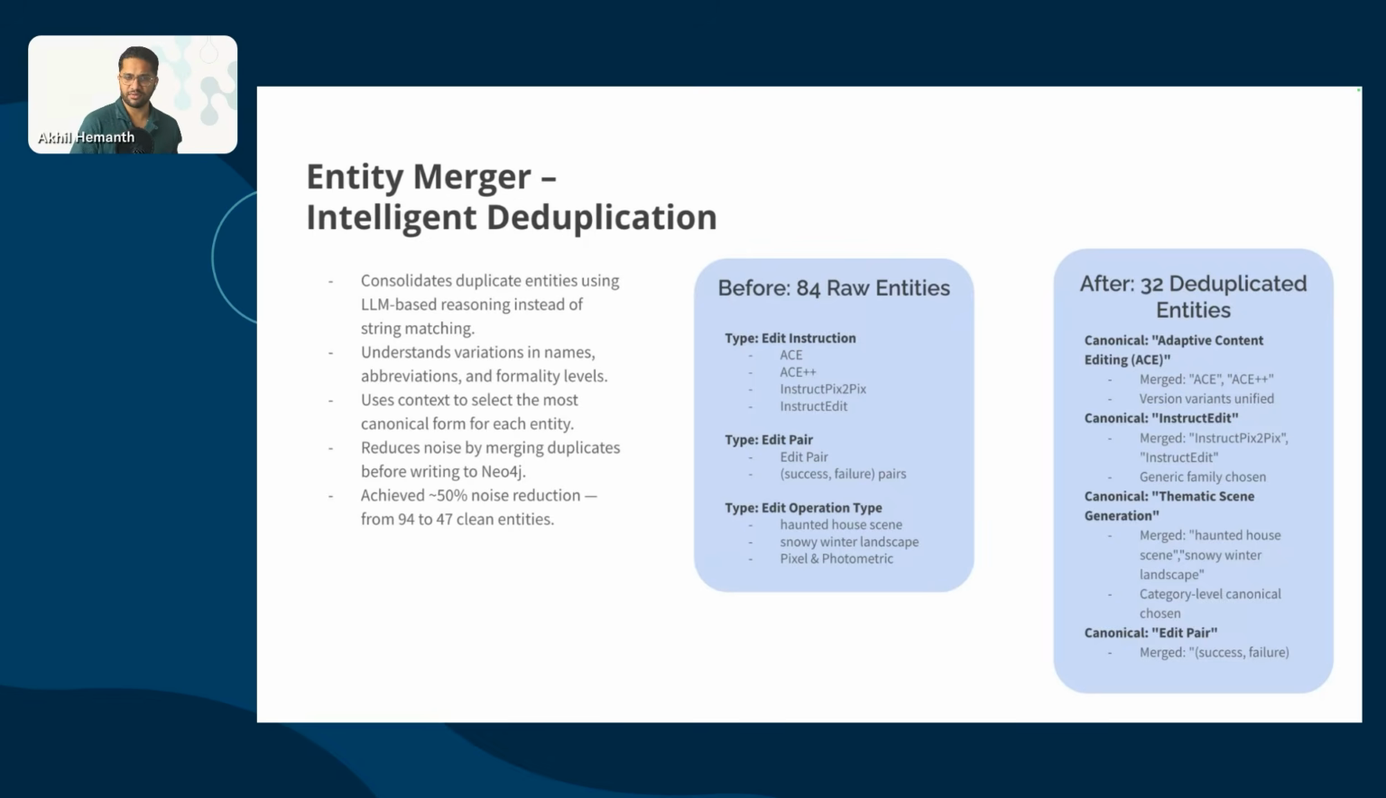So from the five chunks, we got about 84 entities. Just to give an example, edit instructions, you had ACE, instruct picks to picks, instruct edit pairs, and also edit operation types. These had almost similar reasoning, so it merged all of these. It merged whatever it thought was similar, and it came down to 32 deduplicated entities.